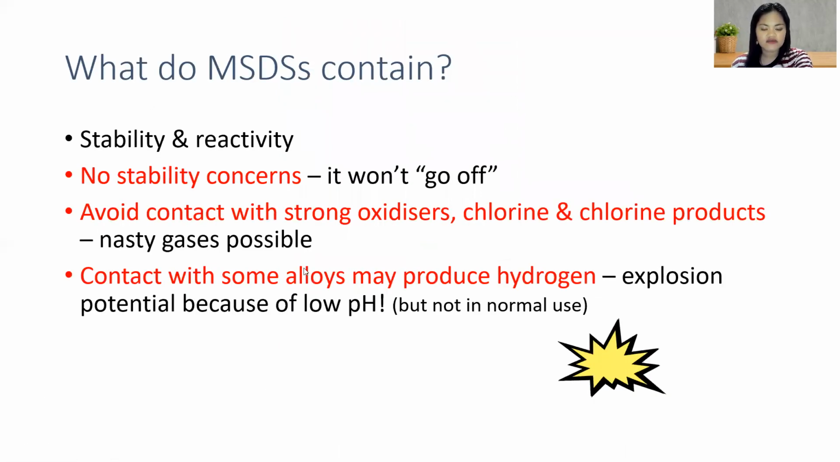Another thing is that it also states the stability and reactivity of your product. When there are no stability concerns, it won't go off. It also gives you information to avoid contact with strong oxidizers, chlorine and chlorine products, or nasty gases are possible. It also gives information about contact with some alloys that may produce hydrogen, which may cause an explosion because of low pH.